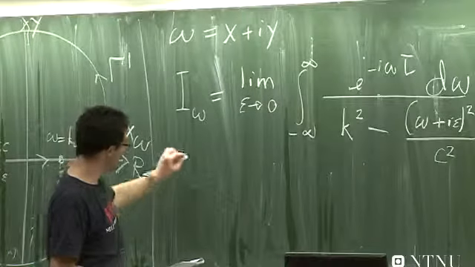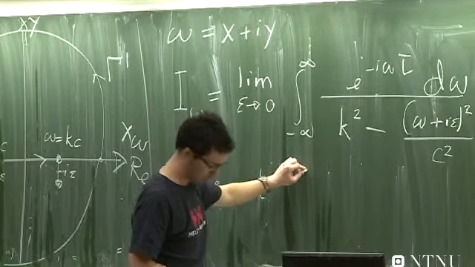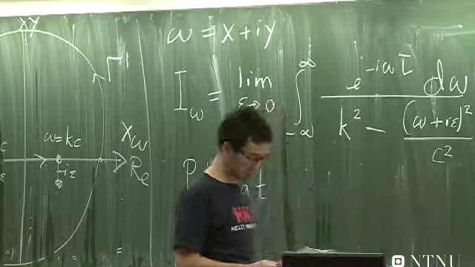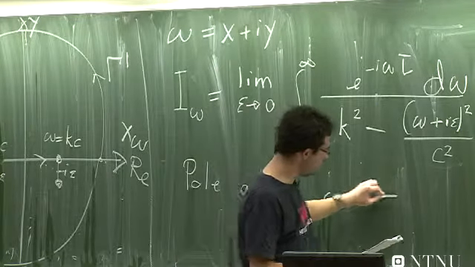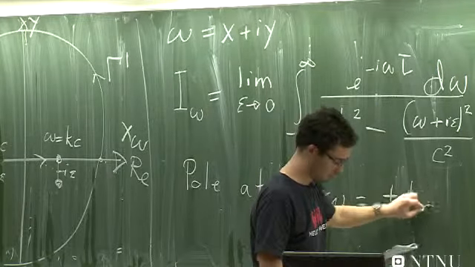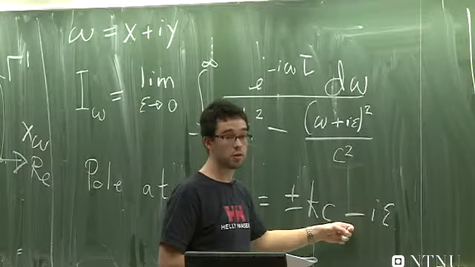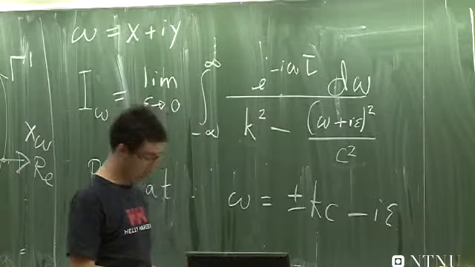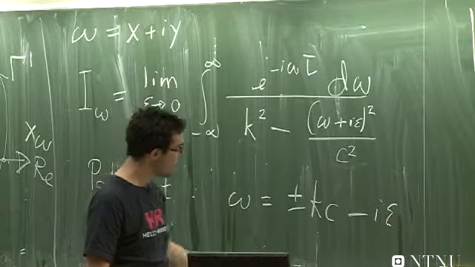So there's a pole at, let's see, this is 0 at the pole, right? Meaning that omega is equal to plus minus kc minus I epsilon. And this is a minus sign instead of a plus sign for physical reasons.